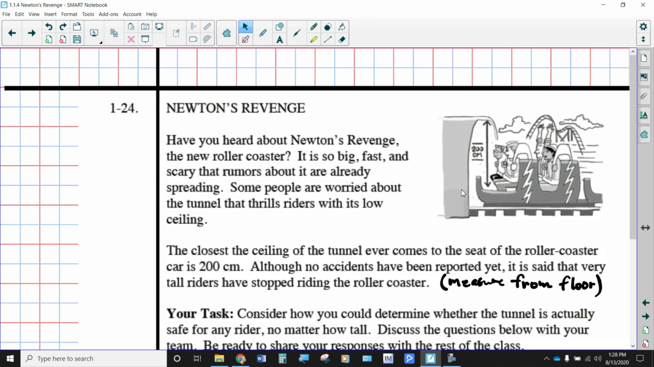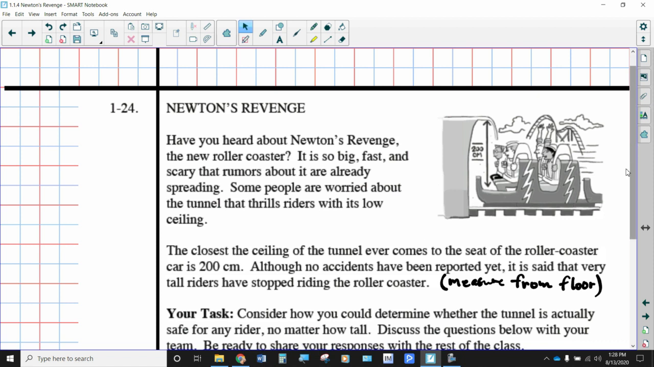So our task is to see with students in our class if we can solve this problem for this amusement park as to whether or not this is truly a dangerous ride or whether or not it should be safe based on data that we collect from people in class.